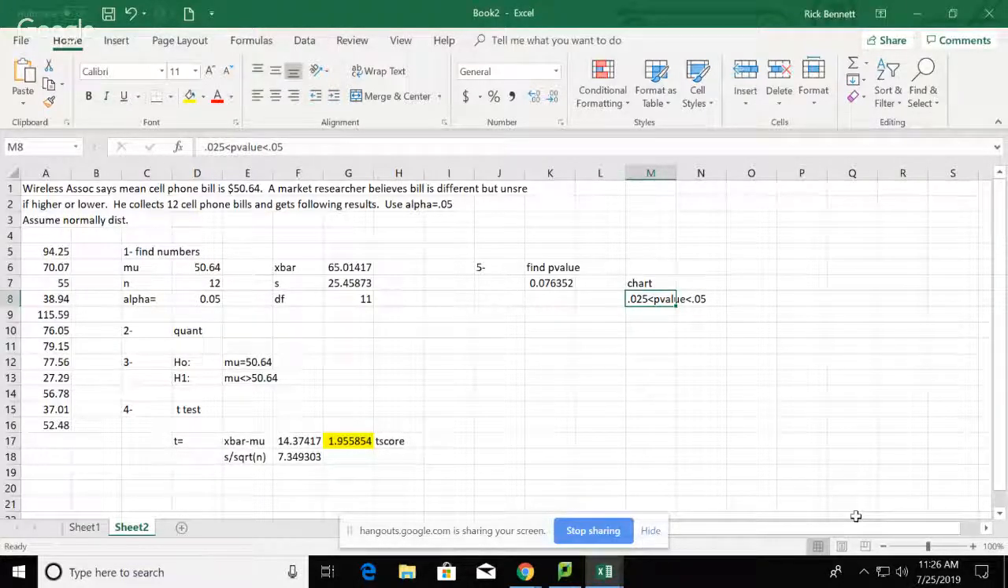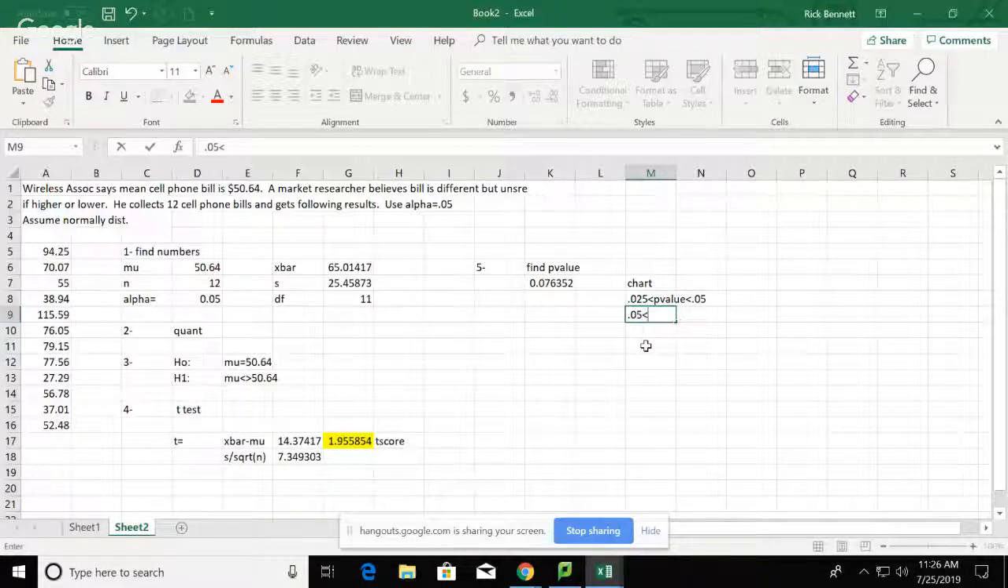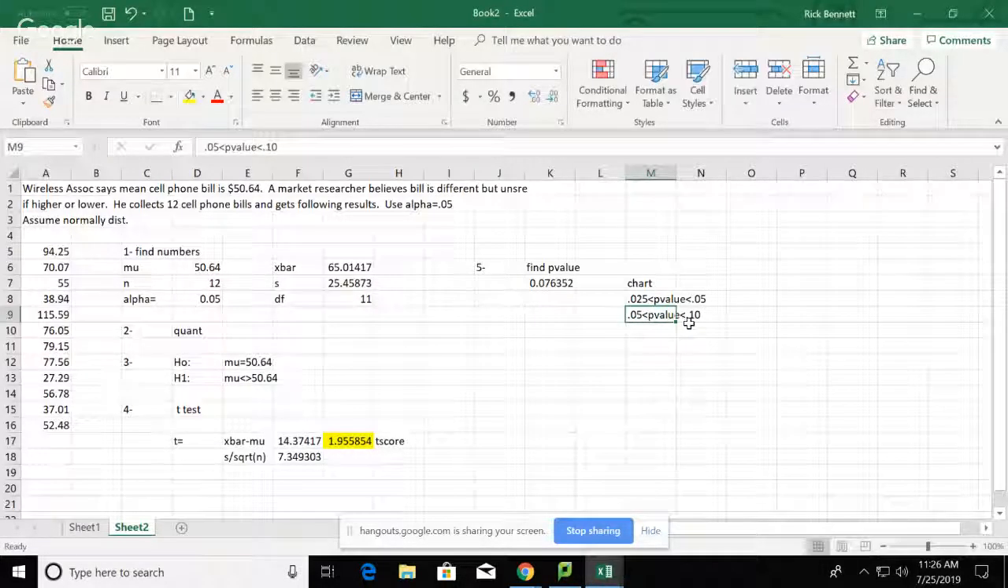Because that's a one-tailed test I just did on the chart. So in order to do a two-tailed test, what do I got to do? I get to double both of those. So the real p-value is between 0.05 and 0.10. Now you can see that 0.07 is in between those two values. Now that was tricky.